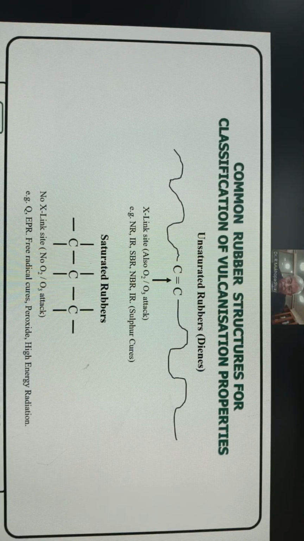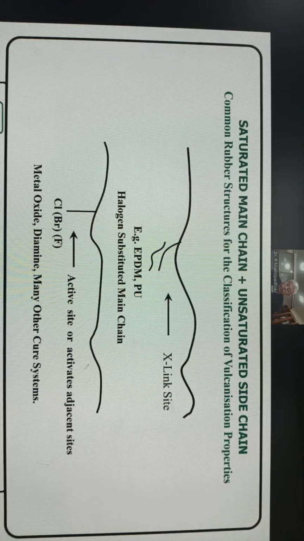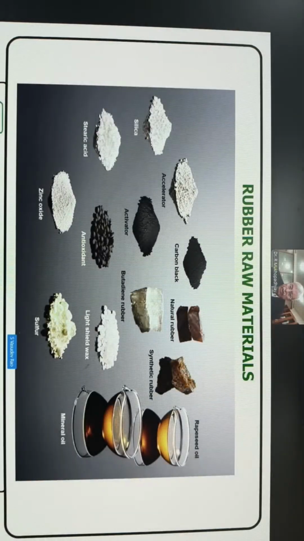And the second thing is that it is costly, because you require a peroxide. The cross-linking agent is costlier. But to address that, we have main chain saturated and side chain unsaturated rubbers like EPDM, or if you see the halogenated ones, automatically the unsaturation is deactivated. Now these are the different raw materials we are using, all are aware of it.